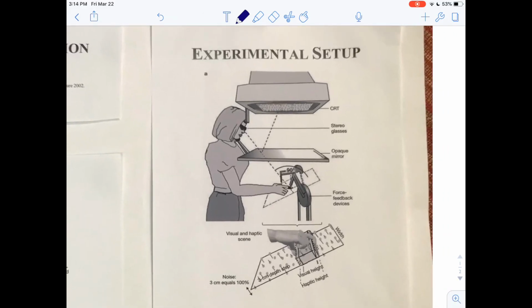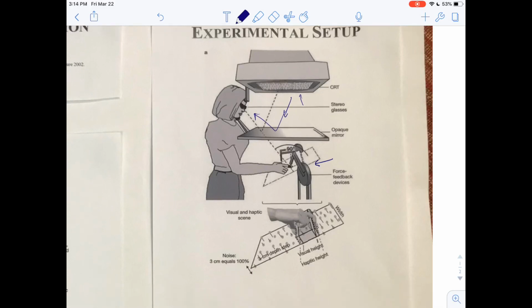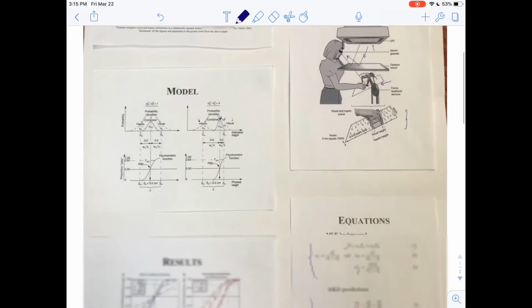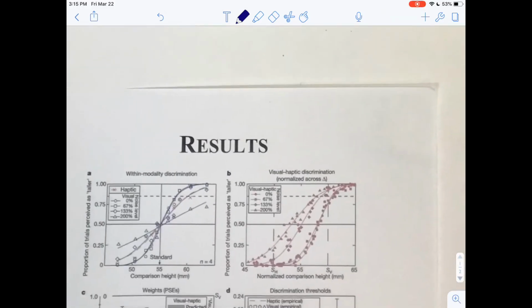The experiment is set up in such a way that it can be performed in all three modes. Haptic feedback is received here. It is obtained from feeling each ridge under the mirror, whereas visual feedback is obtained from simulated images reflected from that mirror. The task here is to compare the height of a standard ridge to a test ridge, and the response is plotted as a psychometric function of the height of the test ridge. Here's a sample psychometric function.